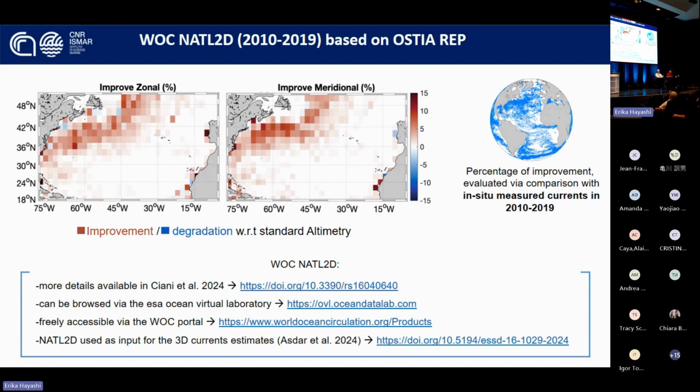You can find more details in the websites presented here. So a paper describing this methodology, the link to the Ocean Virtual Laboratory to visualize many interesting study cases in which you can also superimpose different layers and visualize the synergy between different observations. The dataset is freely accessible through the WOC portal, and this dataset is also part of another algorithm that estimates the three-dimensional currents, including the vertical component in the North Atlantic, and on the same time period, 2010 to 2019.